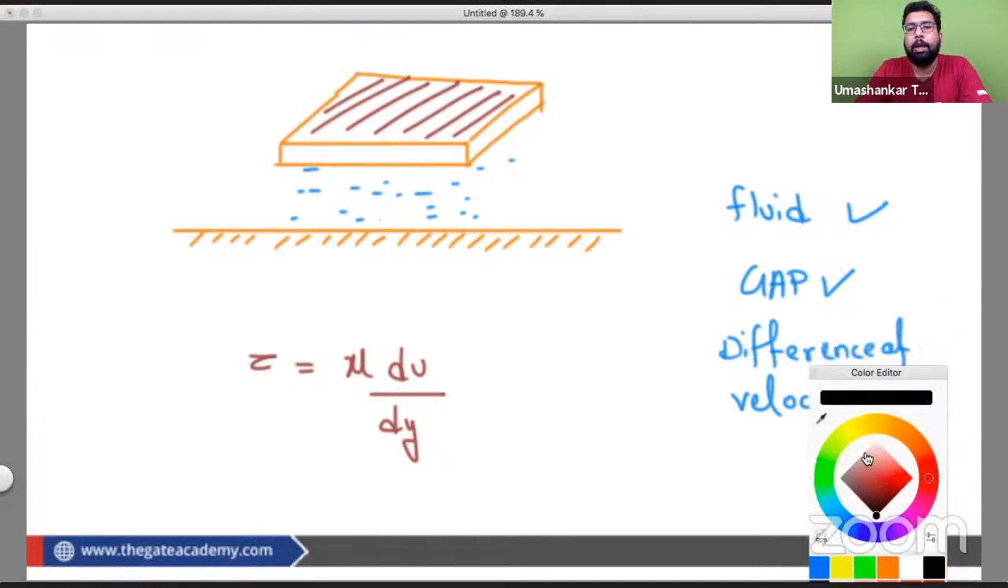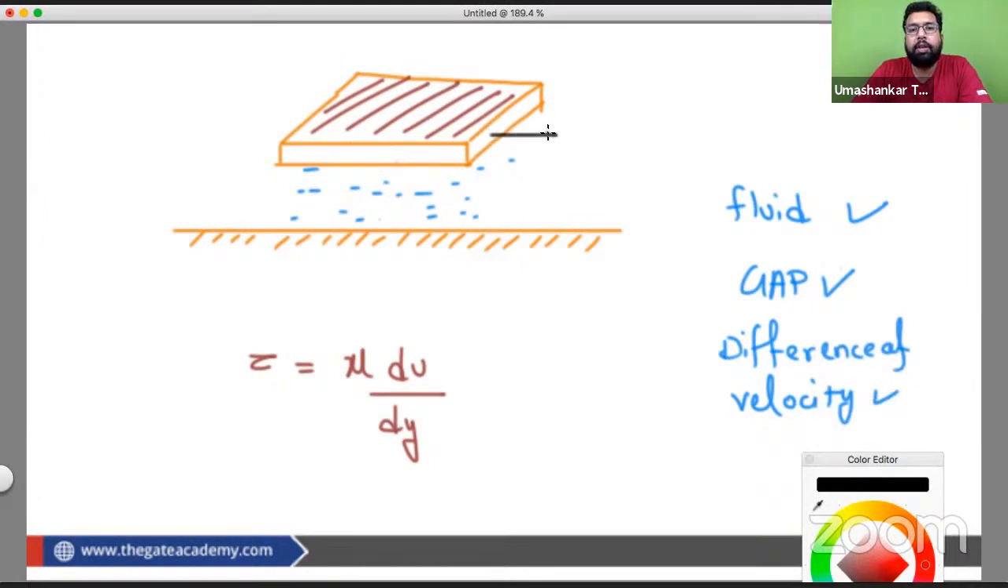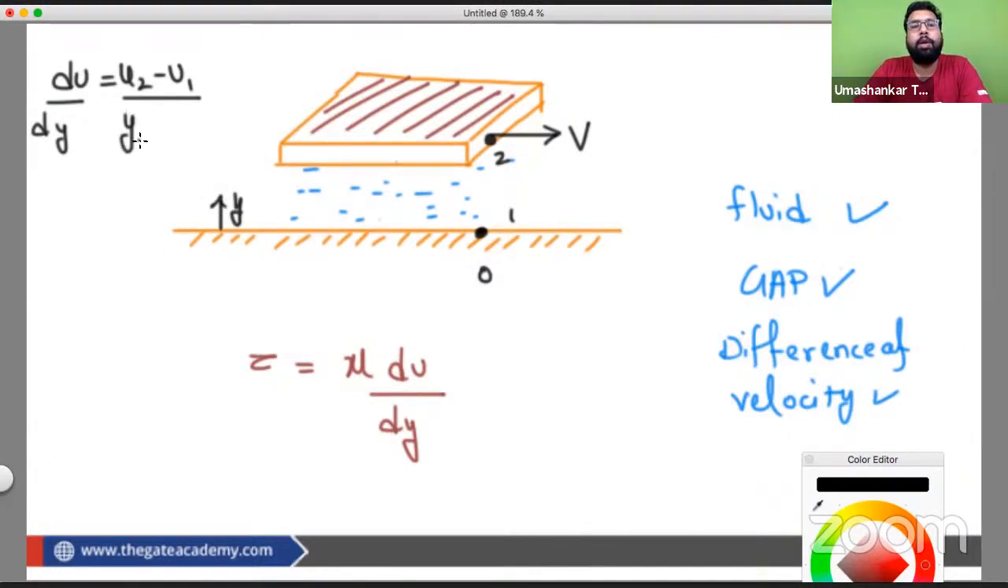Now, obviously, to solve it, what do you require here? Let's suppose the velocity of this surface is v, and here the velocity is 0. So what is du in general? du is basically the velocity difference of 2 points. If I say this is point 2 and this is point 1, we can say u2 minus u1. Similarly, what is this dy? dy represents the difference of 2 points in terms of distance when seen from some reference. So if this is y, this is going to be y2 minus y1.